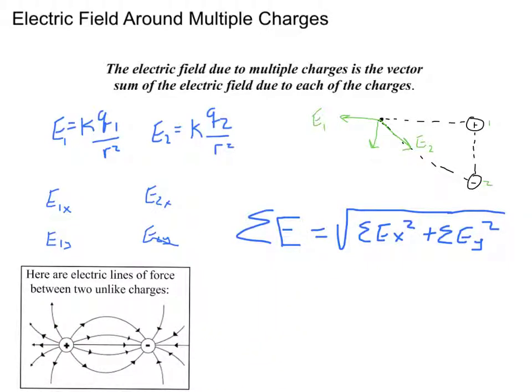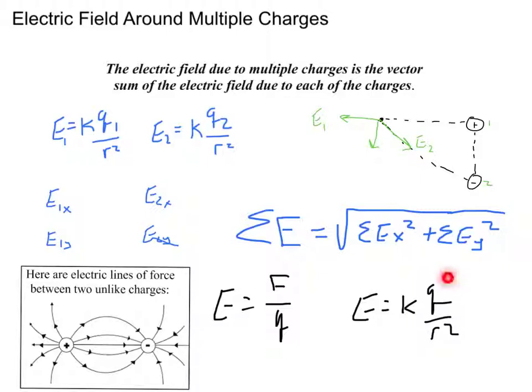One of the major things to remember at this point, though, is we've got E equals F over q, which gives us our electric field strength on a test charge within that electric field, and then we've also got E equals kQ over r squared, where Q is the charge that sets up that field.